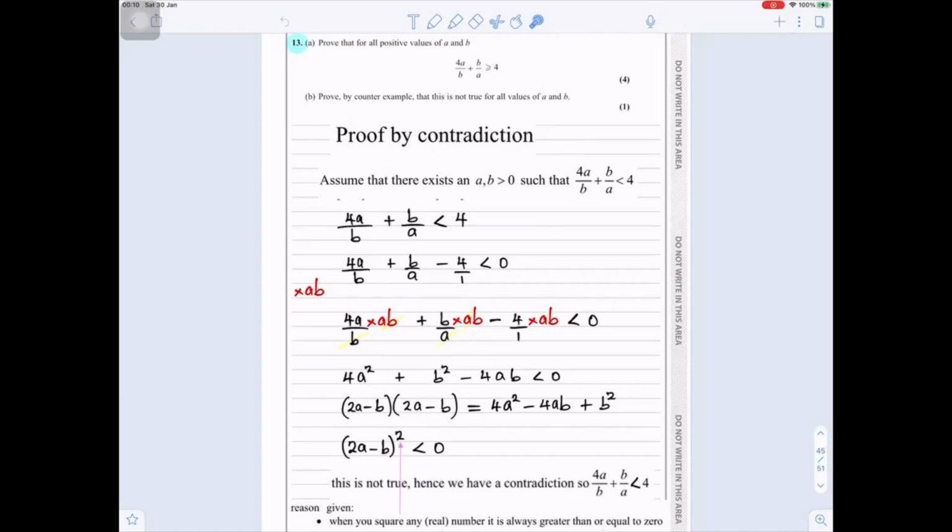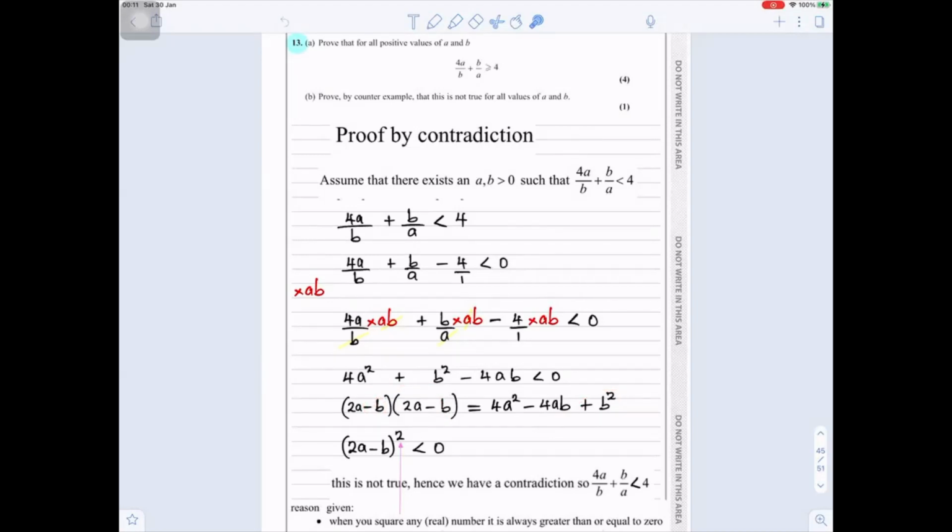If you can check and make sure this is correct, 2a times 2a gives you 4a squared. 2a times minus b is minus 2ab. Minus b times 2a is minus 2ab. Minus 2ab minus 2ab gives you minus 4ab. And minus b times minus b gives you b squared.